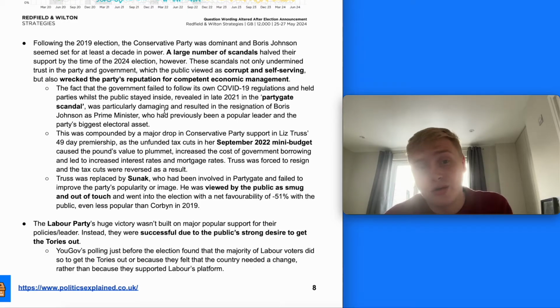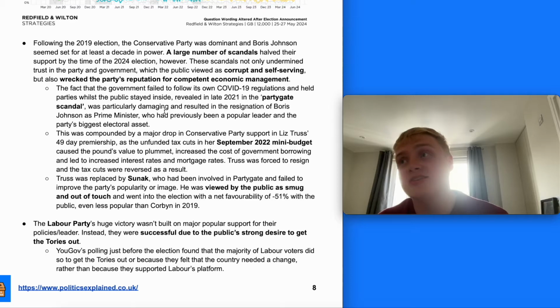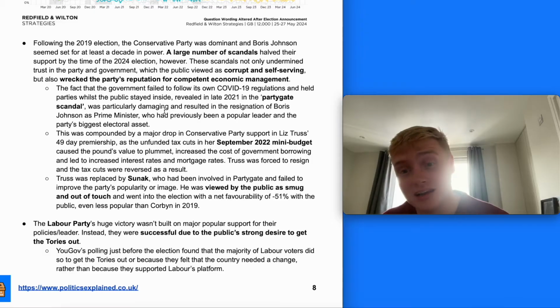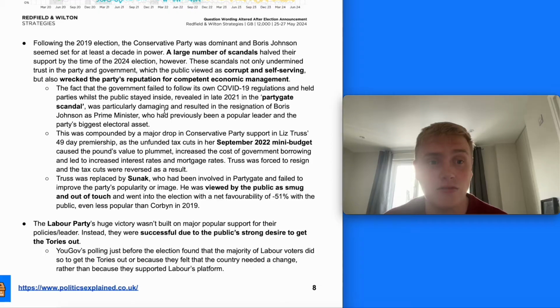So after the 2019 election, the Tory party was dominant. Johnson seemed set for at least a decade in power, but a large number of scandals, as I mentioned, halved their support by the time of the election. So they undermined trust in the party and the government, which the public viewed as corrupt and self-serving, and also wrecked the party's reputation for competent economic management. Both of these factors were quite important as well in the 1997 election, with Black Wednesday after 1992 and sleaze in John Major's Conservative Party. So again, you see a landslide Labour majority of similar proportions, with these factors being really important.